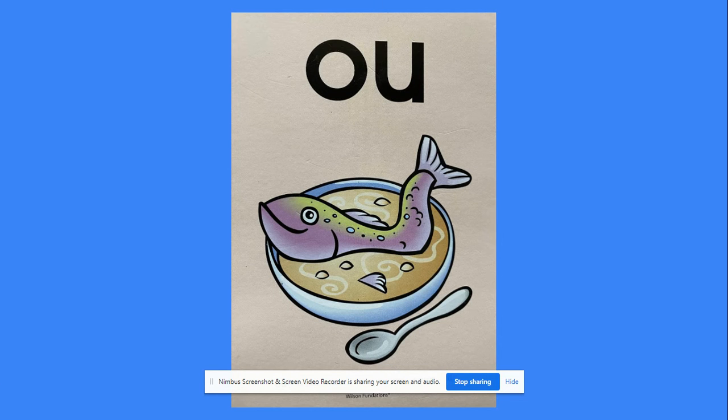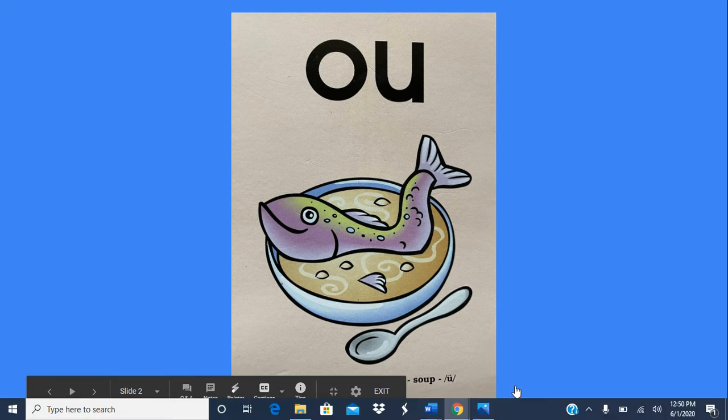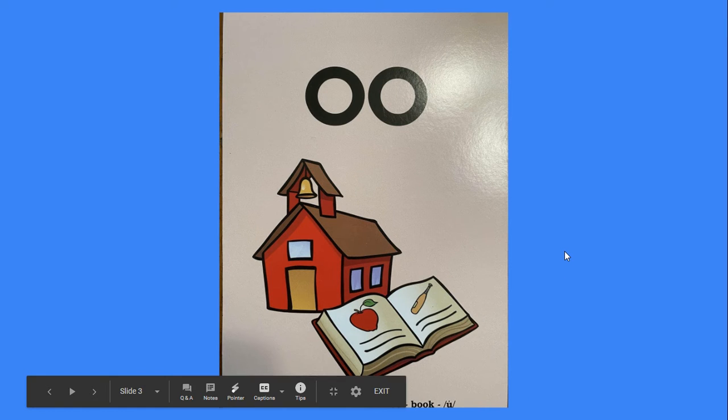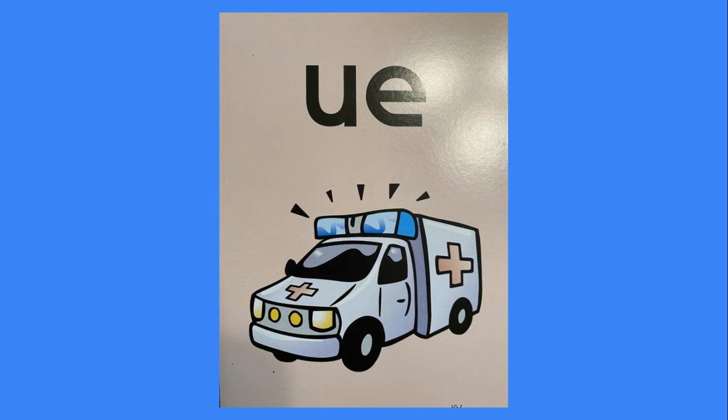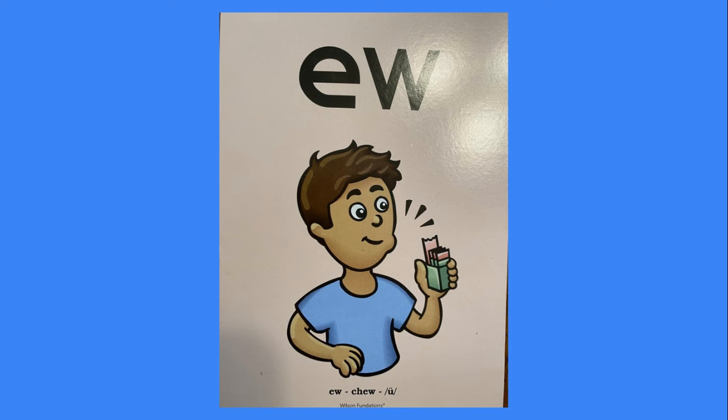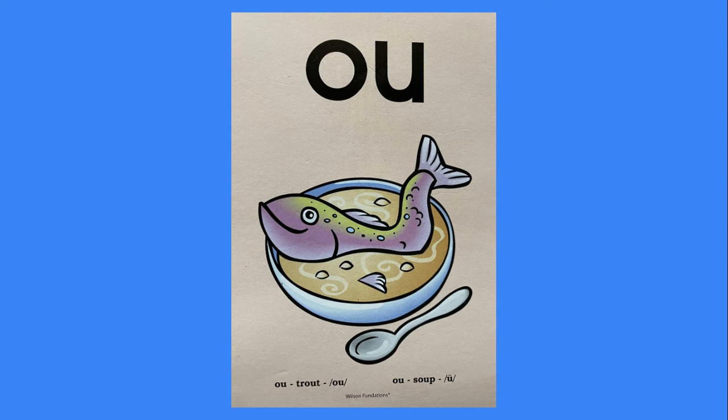Here is our first card. This is our friend from last week. We have OU, trout, ow. And our new one for this week is OU, soup, ooh. So this week we're going to be working with the ooh sound. Right? Our next one is OO, school, ooh. UE, blue, ooh. EW, shoe, ooh.